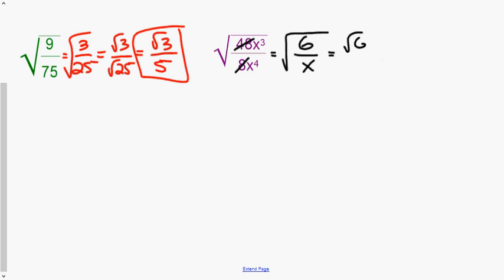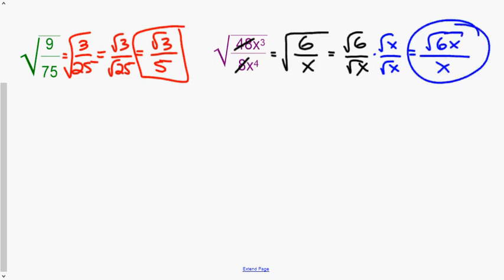So this becomes root 6 over root x. We rationalize it. So multiply by root x over itself. We get root 6x over x. The x on top is in the numerator. That is inside. The x in the denominator is outside. There's nothing more we can do with this.